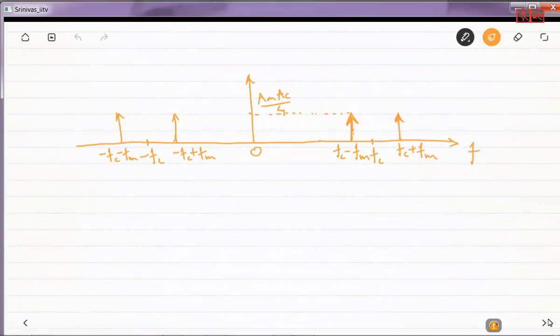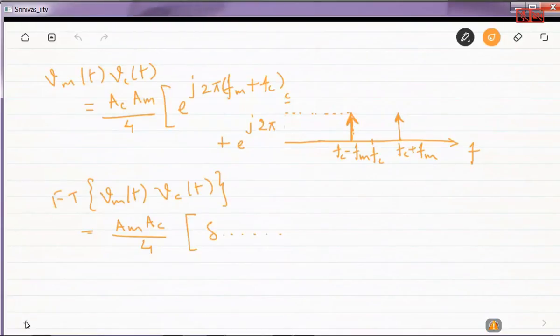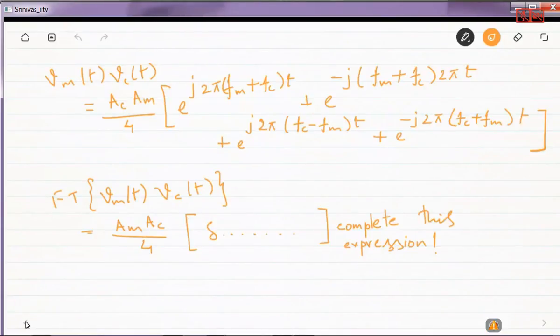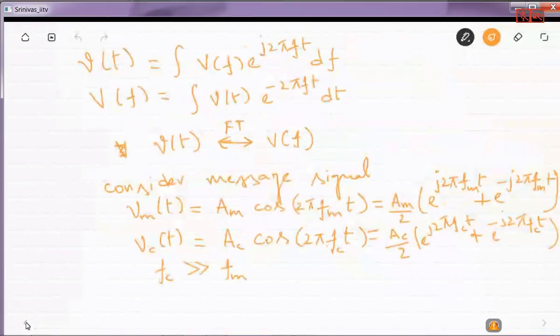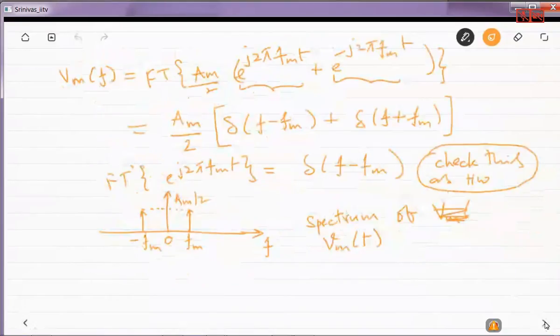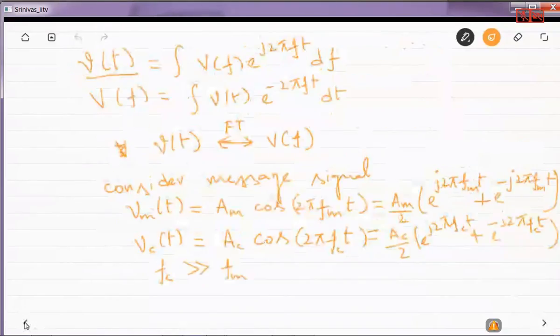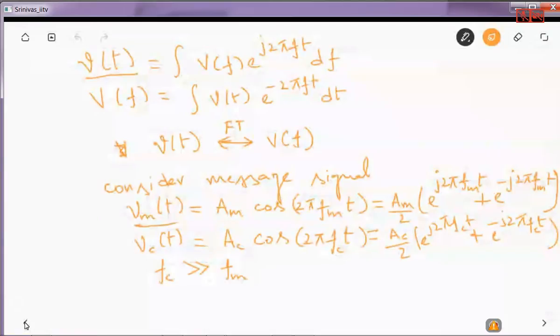Yeah. So now, this is for a single sinusoid. If you go back and see, what we considered was only this Vm of t. So we consider a sinusoidal message signal Vm of t.